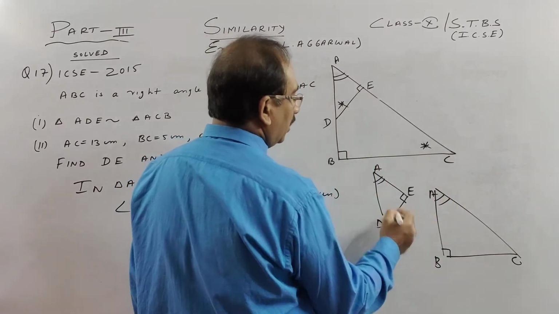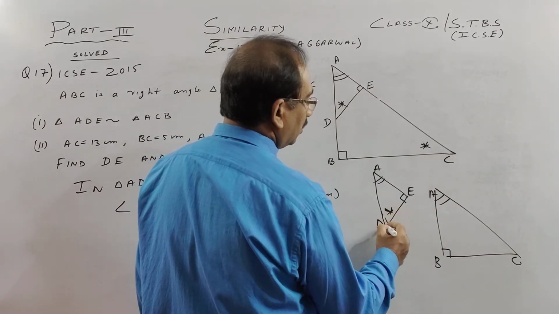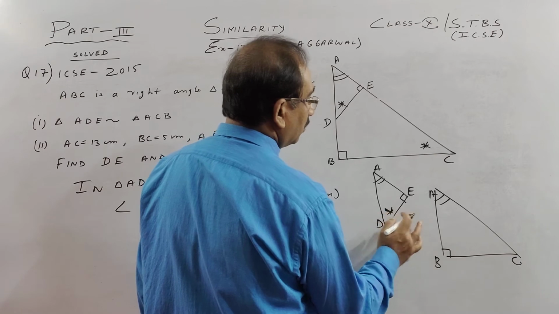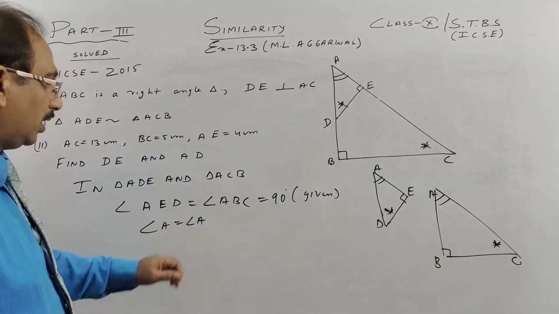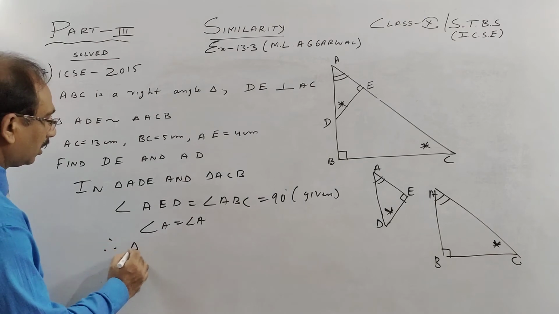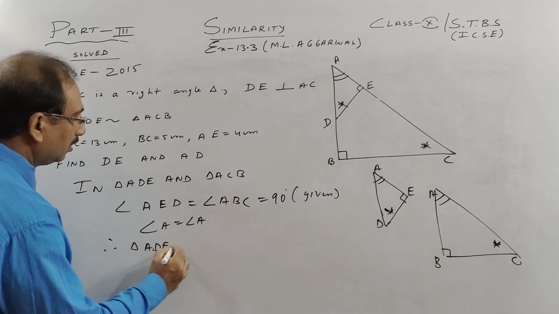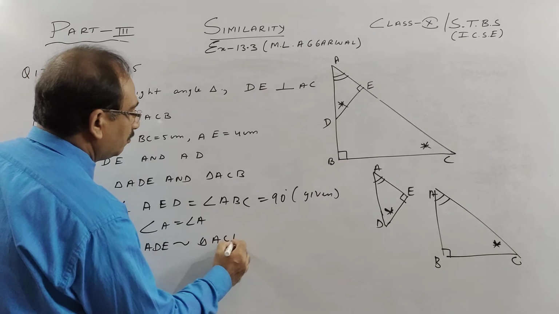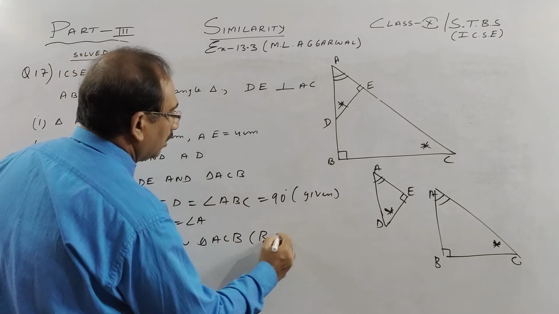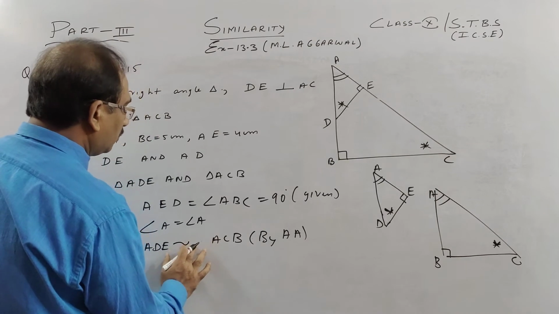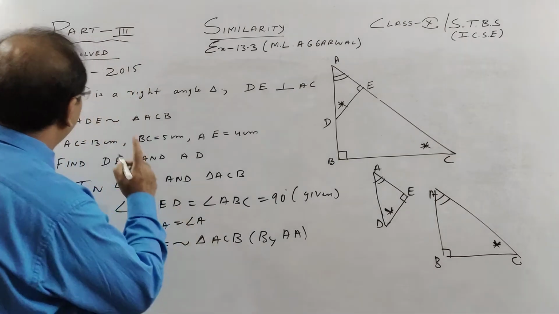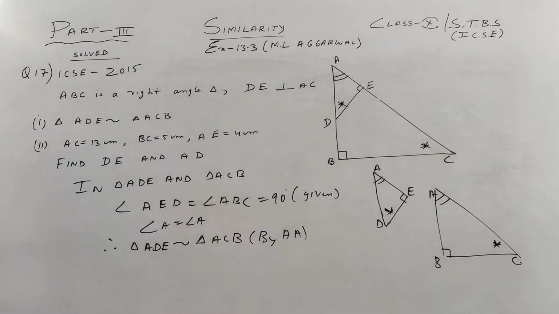So what I told you, the third angle of this should be equal to the third angle of this. So two angles equal, therefore triangle ADE is similar to triangle ACB by AA rule. Okay, most of the questions have AA rule. I told you in the beginning, part 1 of my video. This is part 3. Second, we have to find, children, two sides.